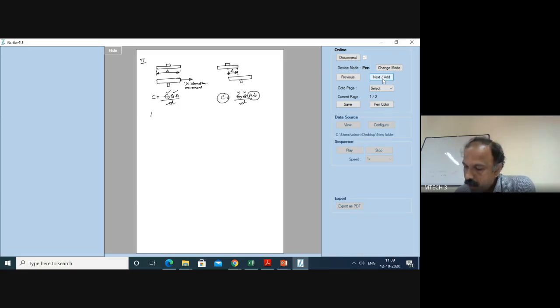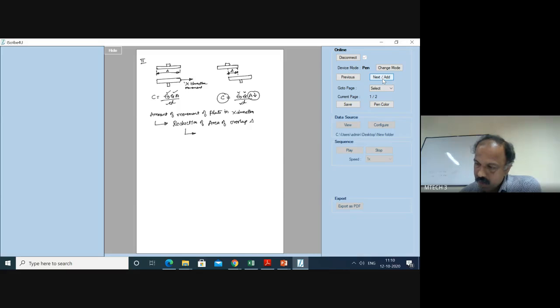That means the amount of movement of the plate in the x direction leads to reduction of the area of overlap A, which in turn leads to reduction in capacitance.